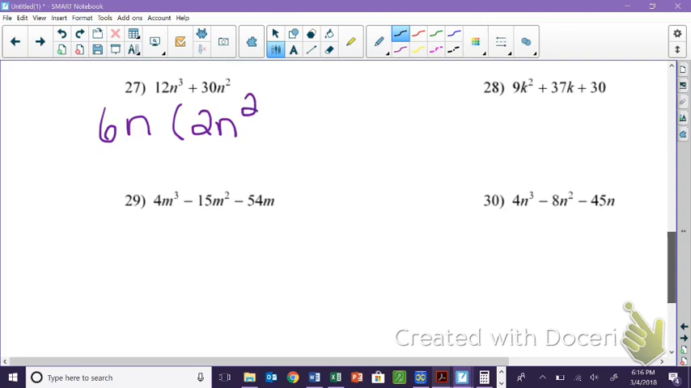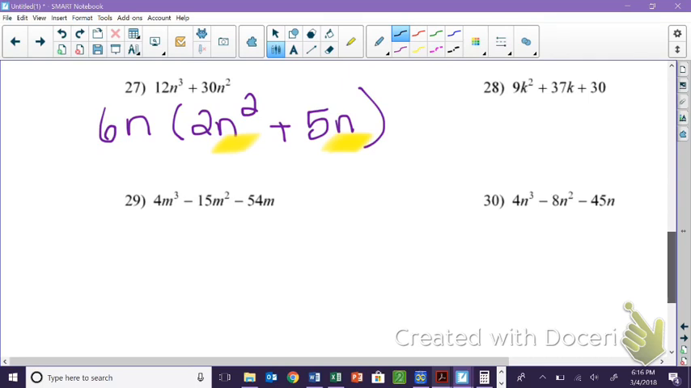Oh, look what happened. Wait, I'm going to continue because I want you to see what I just did. 6n parentheses 2n squared plus 6 divided by 30 is 5n. Look, I didn't finish, you guys. I did not finish my problem. So I need to go do it again.